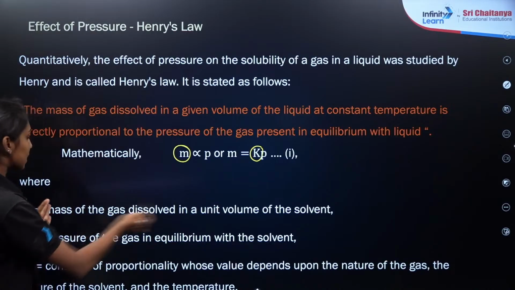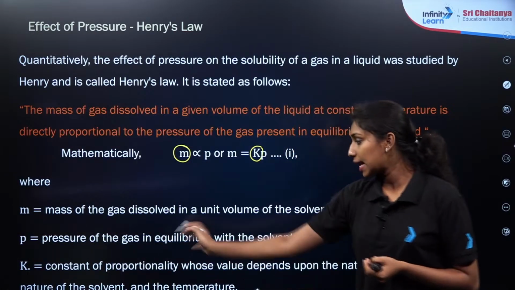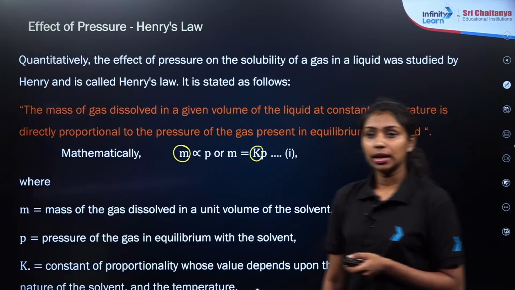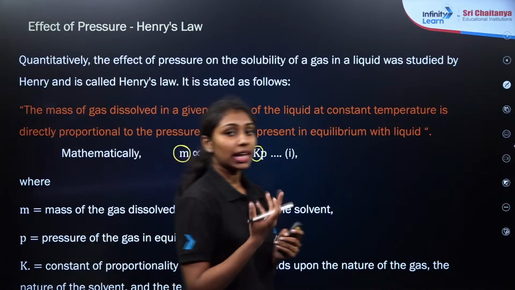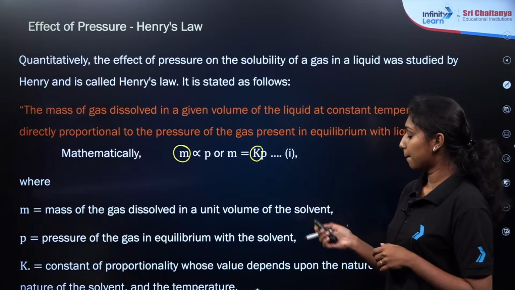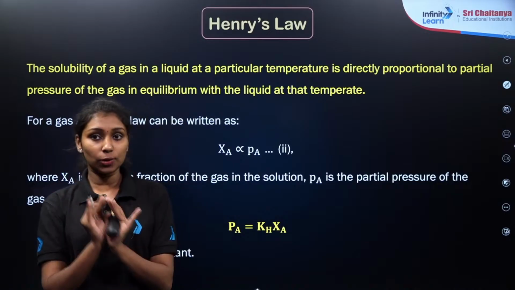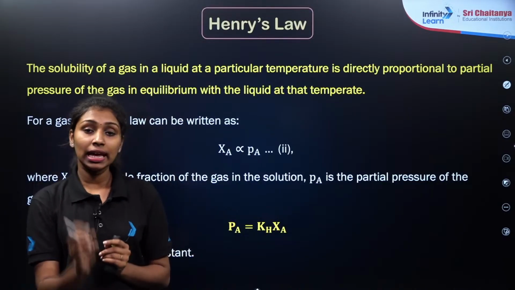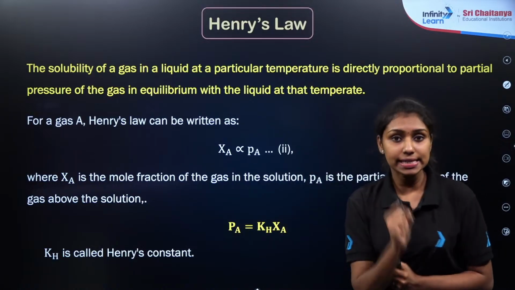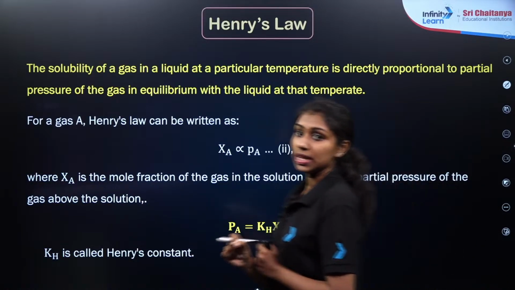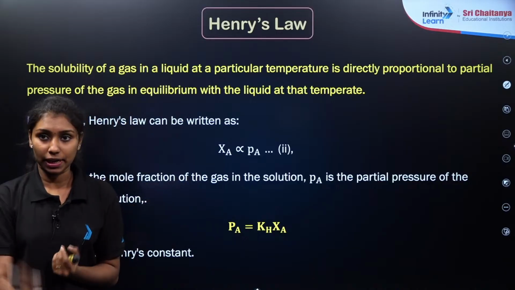As already mentioned, M is the mass of the gas dissolved in a unit volume of the solvent and P is the pressure, K is the constant of proportionality. Now we are focusing on the main definition, how we are expressing Henry's law. If anyone asks about Henry's law, the main definition you have to give is that Henry's law can be stated as: the solubility of a gas in a liquid is directly proportional to the partial pressure of the gas in equilibrium with the liquid at a temperature.